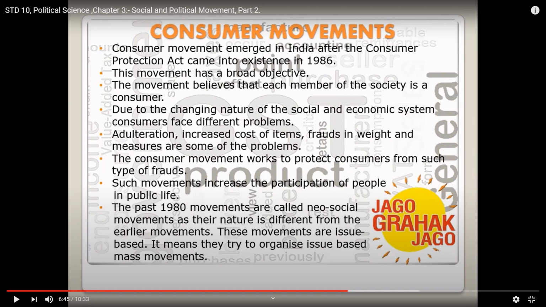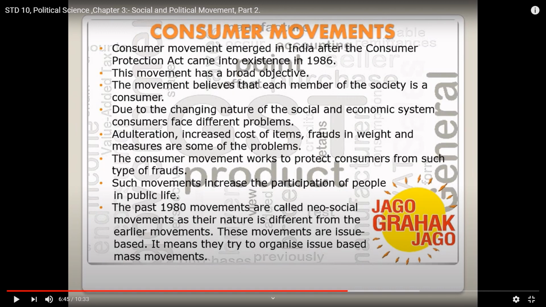Such movements increase the participation of people in public life. The post-1980 movements are called neo-social movements as their nature is different from the earlier movements. These movements are issue-based. It means they try to organize issue-based mass movements.